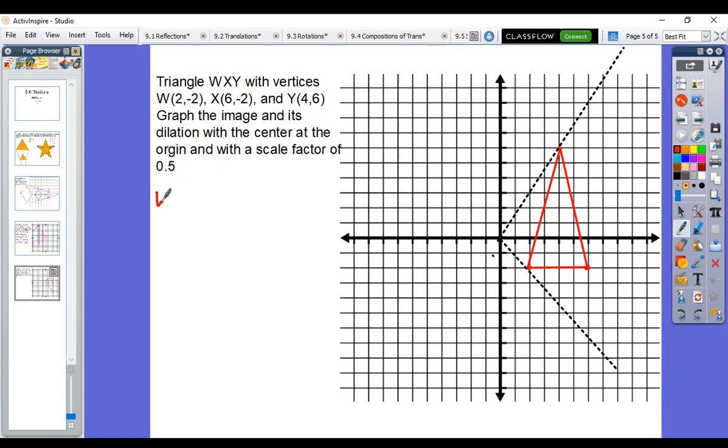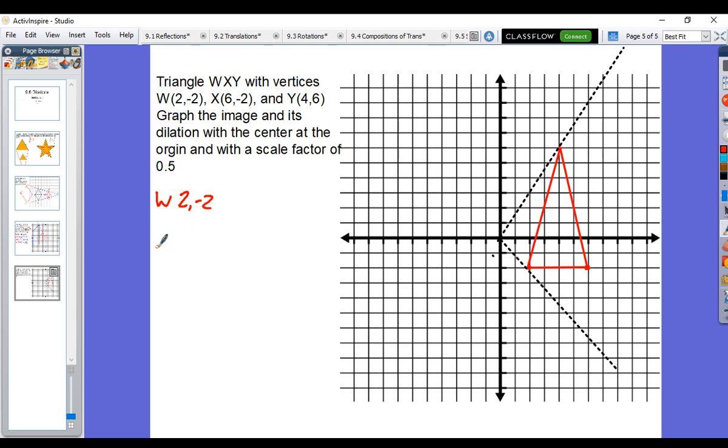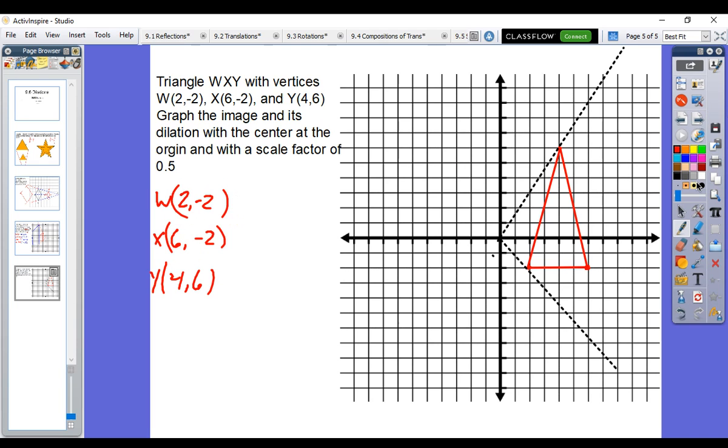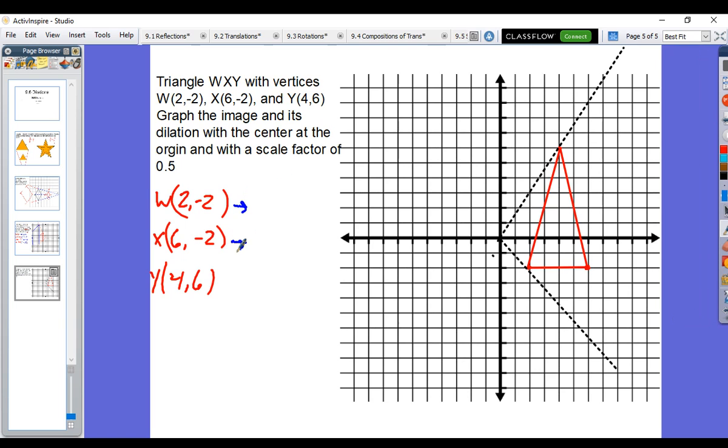All right, so W is at 2, -2. X is at 6, -2. And Y is at 4, 6. Now we're doing a dilation of 0.5. That means we're taking half of everything, times 0.5. So half of 2 is 1, so we have 1, -1. Half of 6 is 3, so that'd be 3, -1. Half of 4 is 2, so it'd be 2, 3. And these are W prime, X prime, Y prime. These are the new coordinates.